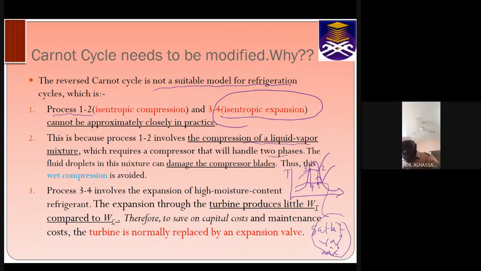Most compressors can only handle one phase, namely the gaseous phase. A fluid droplet in this mixture can damage the compressor blades. Now, process 3 to 4 involves the expansion of high moisture, which means a very high level of water inside the refrigerant. The expansion through the turbine produces little work, W_T, compared with W_C. Therefore, to save capital and maintenance cost, the turbine is normally replaced by an expansion valve.